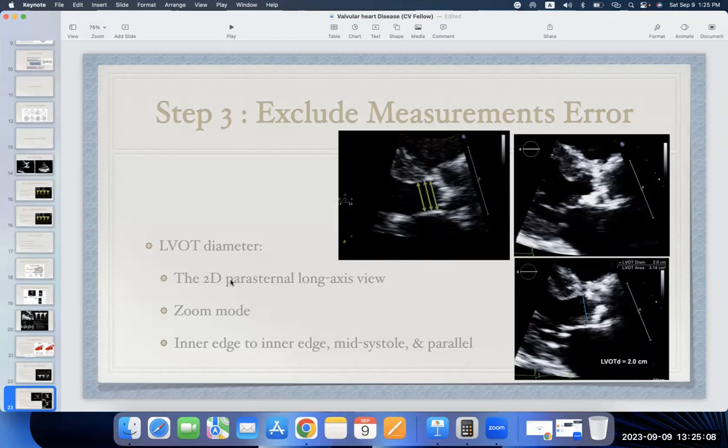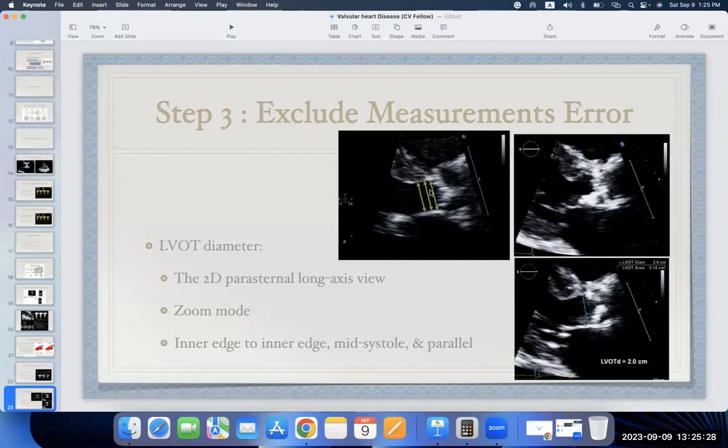Most of the time, we see those who are underestimating the LVOT diameter, and that will give you a small, underestimated aortic valve area. So it's very important that you check the LVOT VTI. We always say check the LVOT diameter from the parasternal.